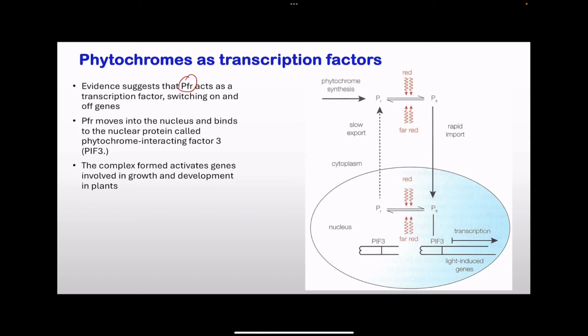From the experiment carried out, the PFR moves into the nucleus and binds to a specific protein called phytochrome interacting factor 3, or PIF3. A complex is going to be formed between the two, and this complex is involved in controlling gene expression. We can see here phytochrome red interconverted into phytochrome far red. This phytochrome far red will enter into the nucleus. Inside the nucleus it is going to bind to PIF3, and together you can see the complex is going to bind onto specific genes, causing the transcription of specific genes and therefore the production of specific proteins.